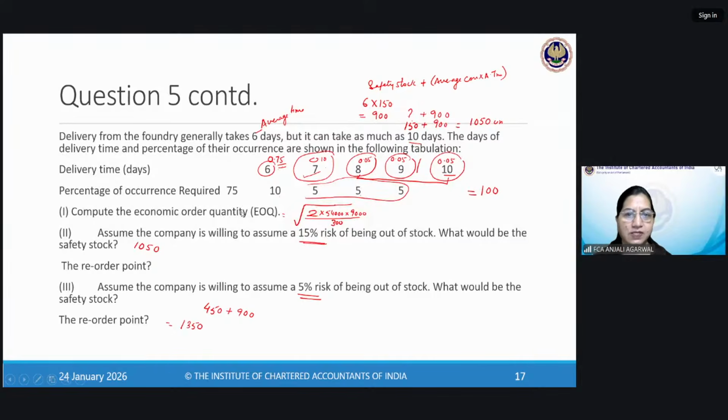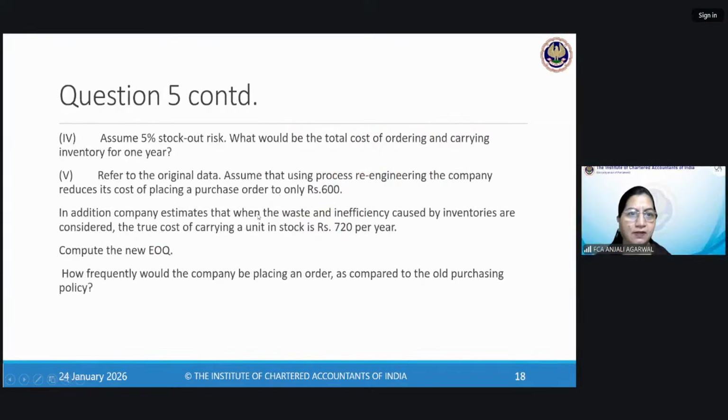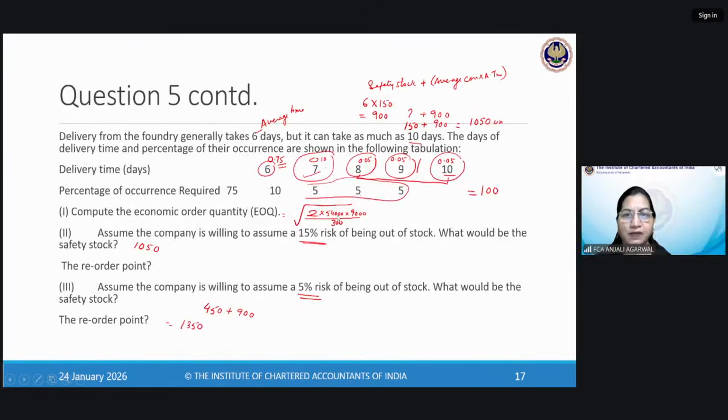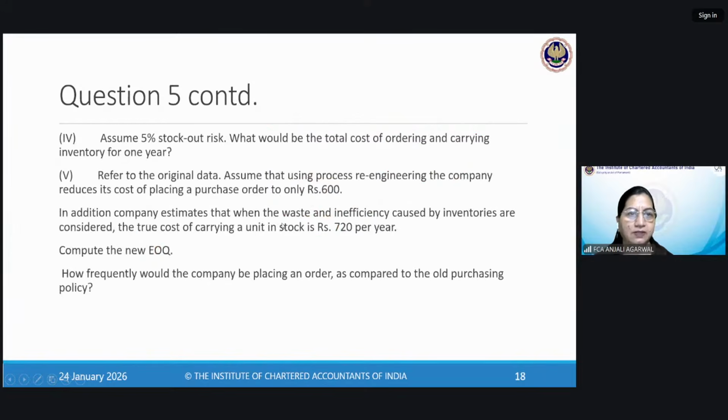So this is how this question is done. It is exactly the same pattern as your illustration 7. Then what would be the total ordering and total carrying cost? So for total ordering cost, you will calculate how many orders you are going to place by looking at the EOQ. And you will also calculate the storing cost from here. Plus you will add 450 into the storing cost of 300. So you also add the storing cost on safety stock, right? So I'm sure this you will be able to manage.